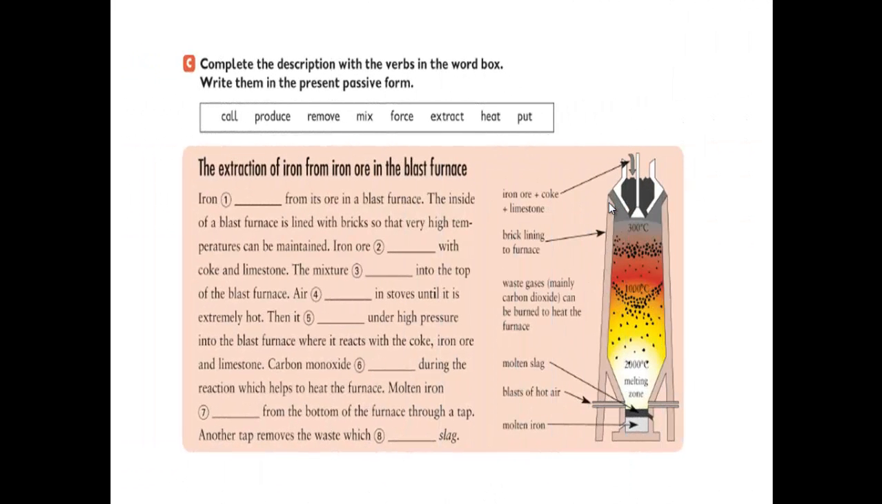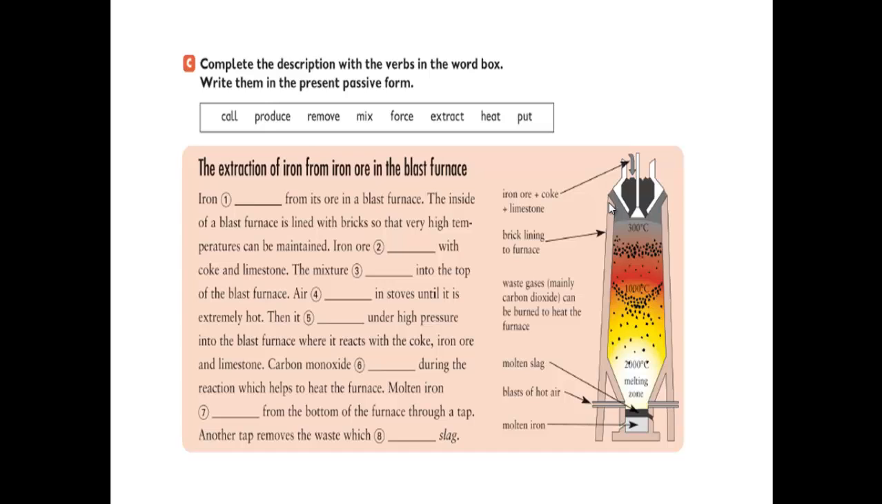Let's begin with reading the text we read in the previous lesson to remind you of this topic. Exercise C: complete the description with the verbs in the word books. Write them in the present passive form. Here we have to put is or are, and then these verbs in past participle form. Let's do it first. The extraction of iron from iron ore in the blast furnace.